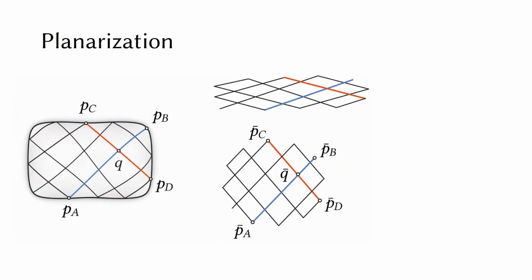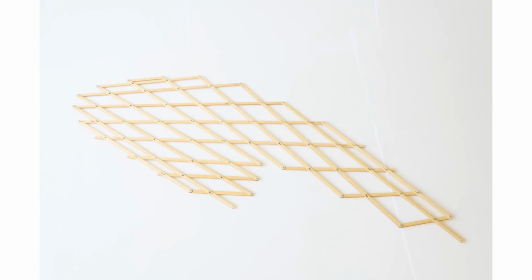Since arbitrary geodesic grids cannot be transformed to a planar state without changing the length of its members, we make use of the concept of sliding notches. This type of connection allows for a small amount of sliding at the connections between members, and thus provides 2 additional translational degrees of freedom at each connection. Finally, our elastic geodesic grid is ready for fabrication.